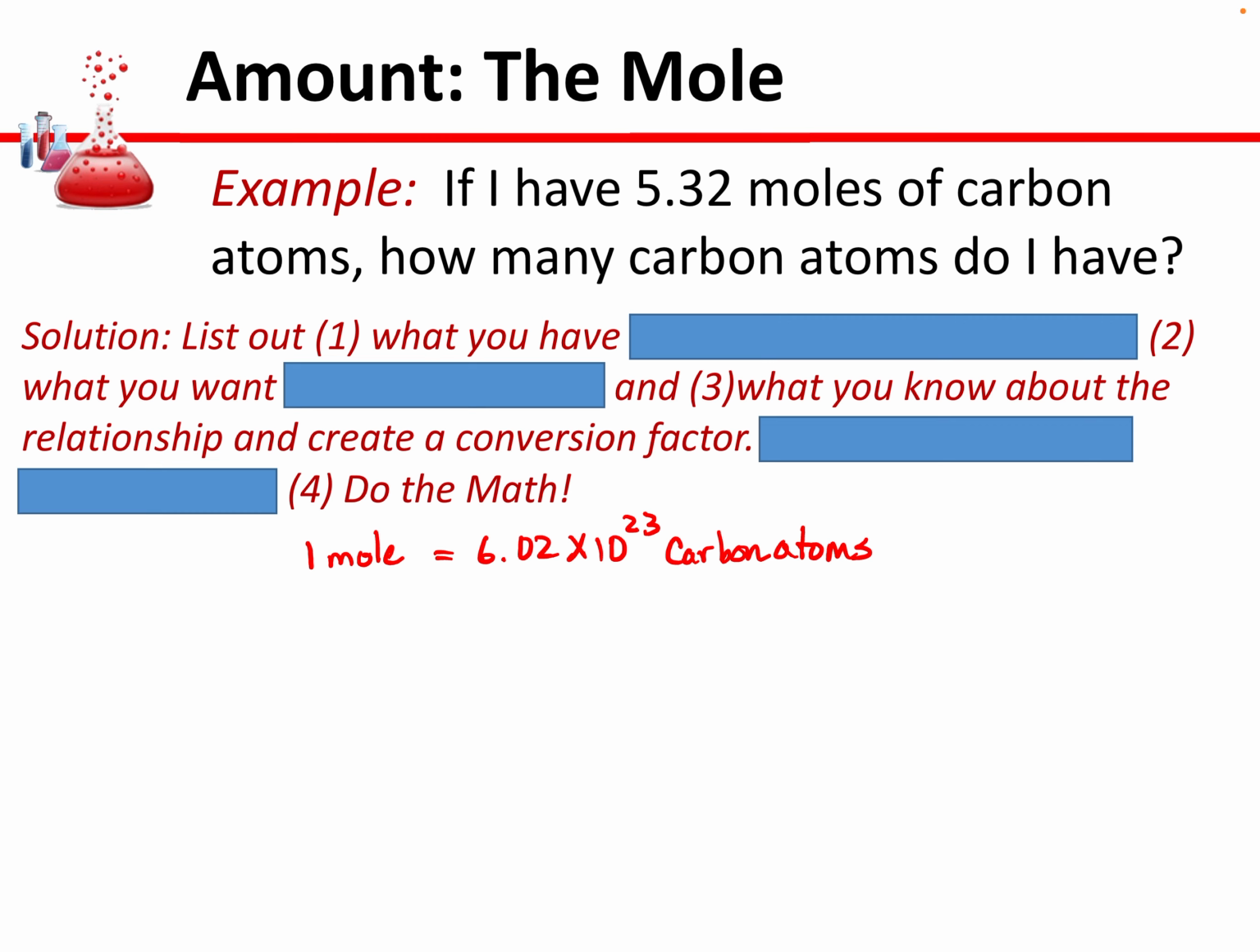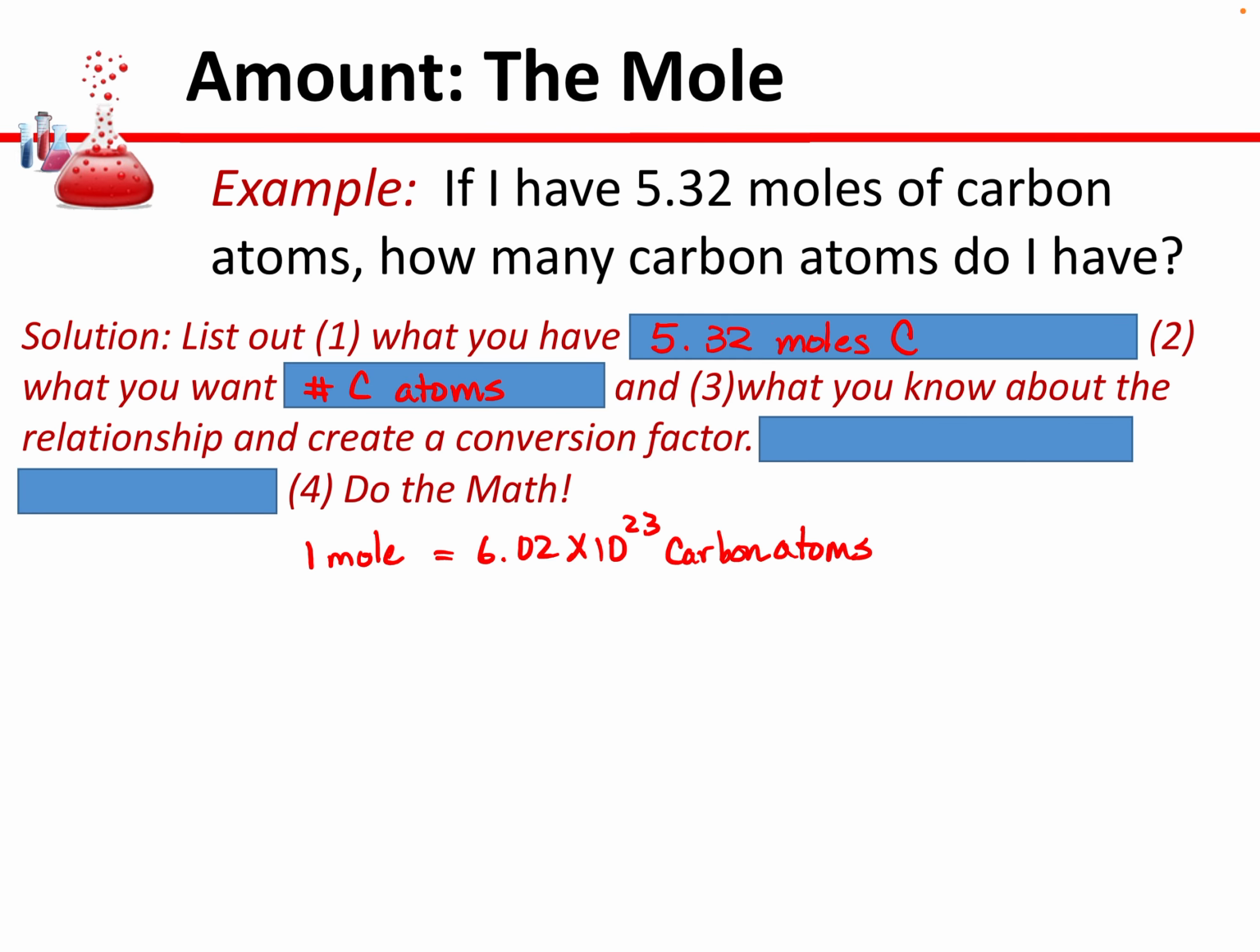So that's our conversion factor. This number, Avogadro's number, could be anything. For us, it's carbon atoms in this question, right? So you list out what you have. You've got 5.32 moles of carbon. Carbon is C on the periodic table. And what you want is the number of atoms, number of carbon atoms.